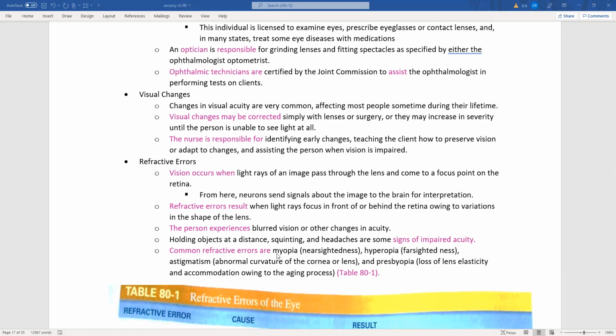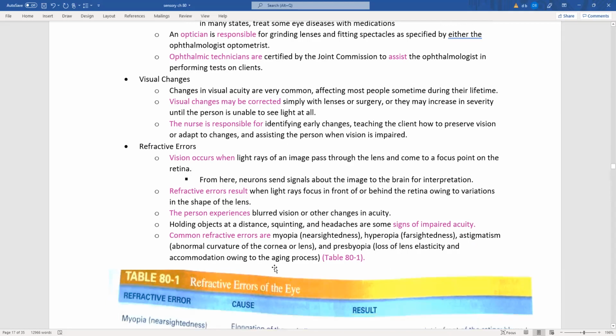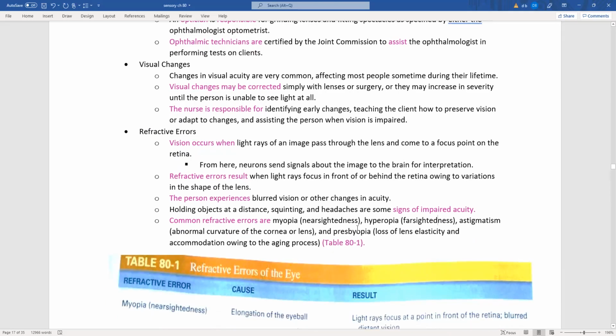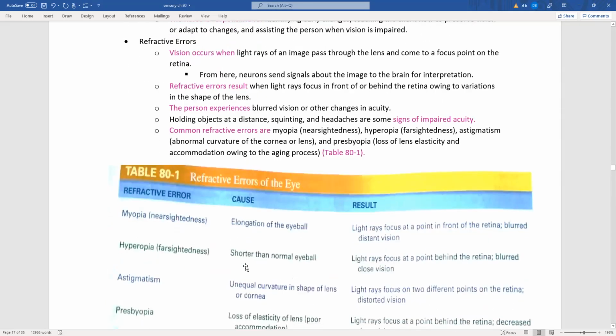Common refractive errors are myopia, nearsightedness, hyperopia, farsightedness, astigmatism, which is an abnormal curvature of the cornea or lens, and presbyopia, which is loss of the lens elasticity and accommodation owing to the aging process. So that's about getting old, and that's what happens.